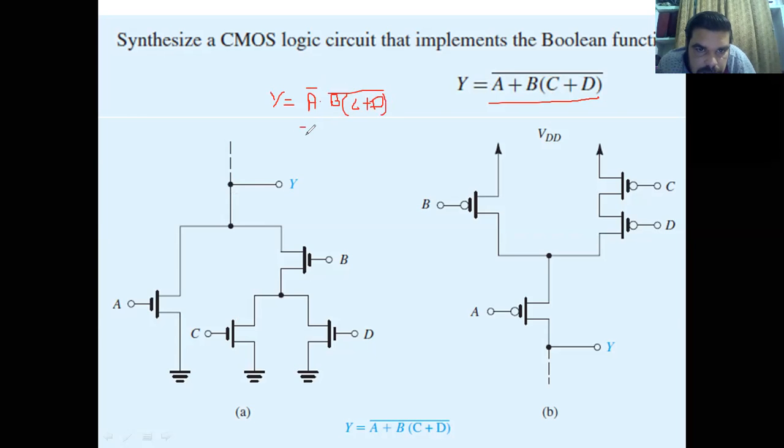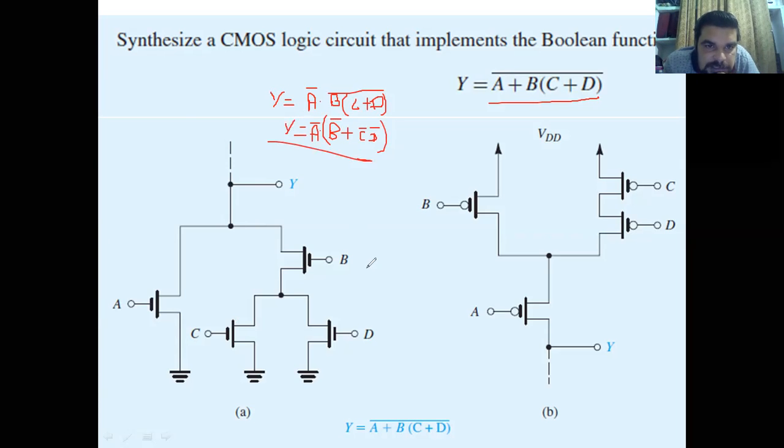Okay. So further simplifying it, that will be equal to A bar dot, again using De Morgan's theorem, B bar plus (C plus D) whole bar. So you can design it as C bar dot D bar. Okay. So now all individual inputs have been complemented. So this is how you will design the pull-up network.